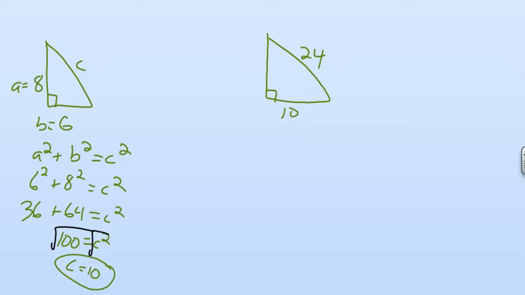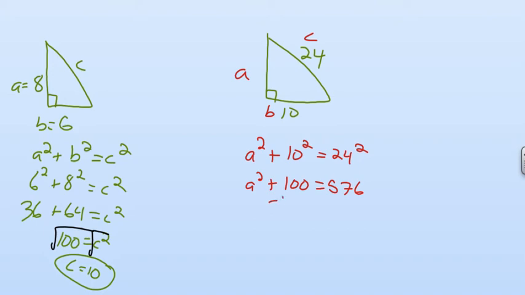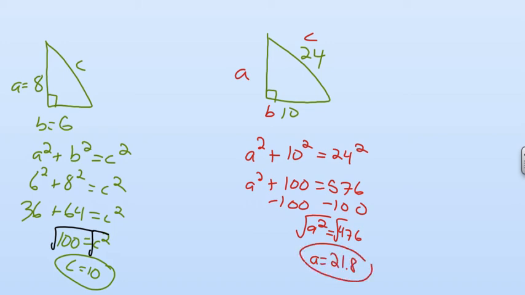And then over here, the only real difference is that we are given C and B and not A. So when I write out our formula, that's going to leave me with a little bit of work. So I get A squared plus 100 equals 576. Subtract 100 from both sides, so we can just get A squared by itself, and we get that A squared is 476. Take the square root of 476, and we get 21.8. So A is 21.8.